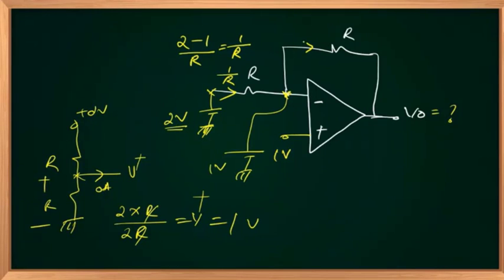And the same current goes through this, right? 1 by R, because no current going into the input. So 1 by R goes through the second R. 1 by R multiplied by R, 1 volt in this polarity. Then my voltage should go out.